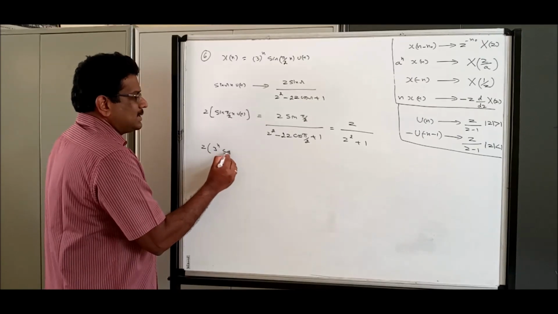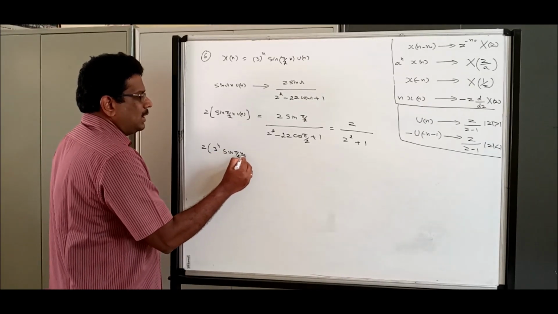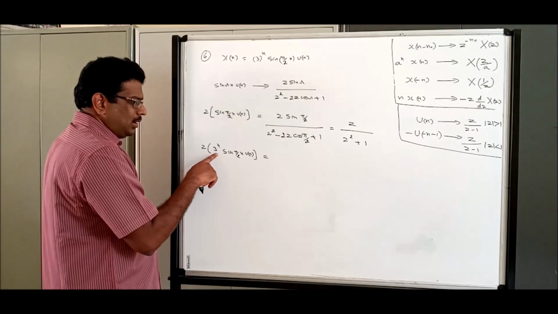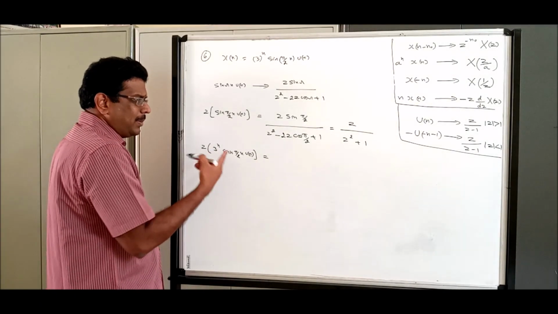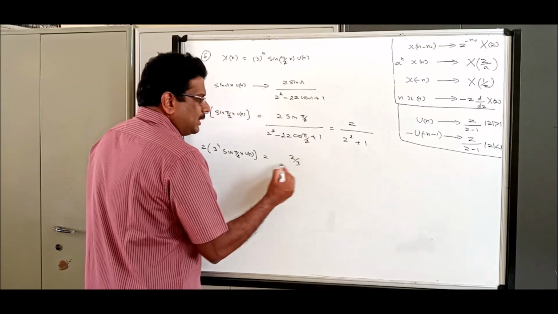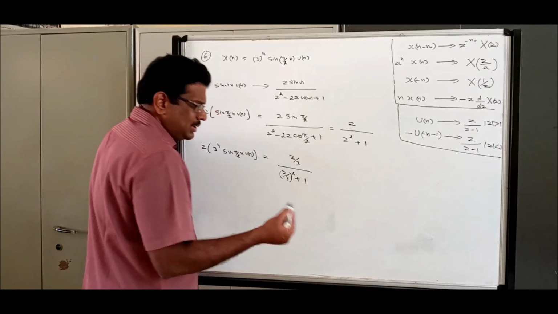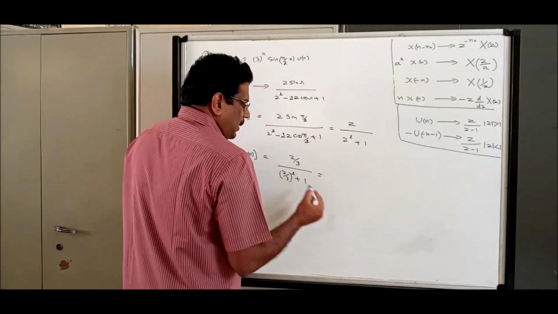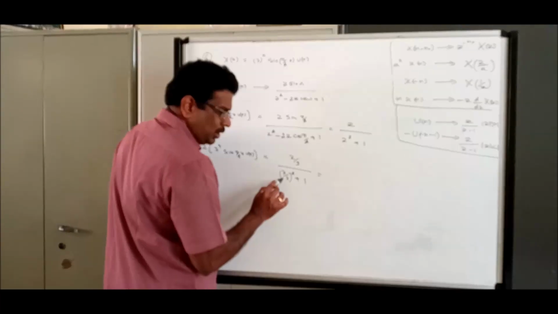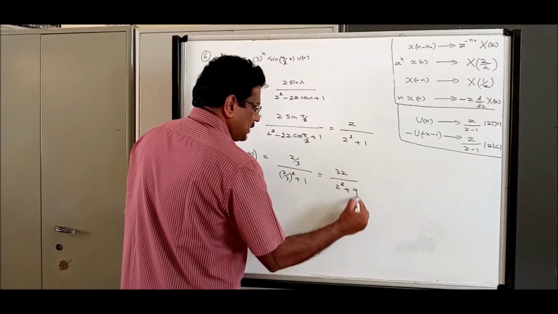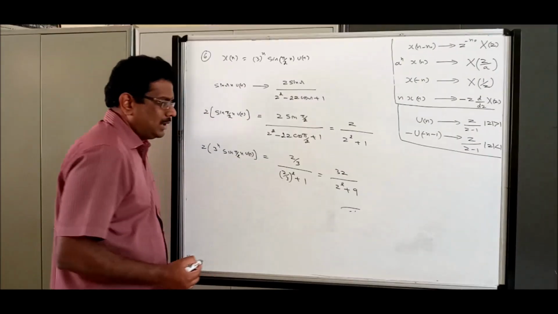What is the next step? 3 power n sin pi by 2 n u of n. What will be the result? Wherever Z, Z divided by 3. Z by 3 divided by Z by 3 the whole square plus 1. Just do some simple calculation. Multiply by 3 square to remove this. So it will be 3Z divided by Z square plus 9. Okay, so this is the true result.